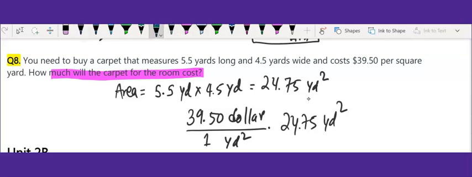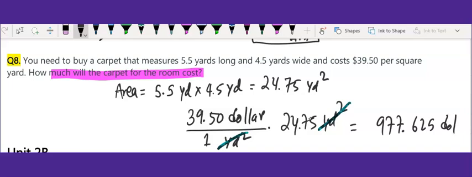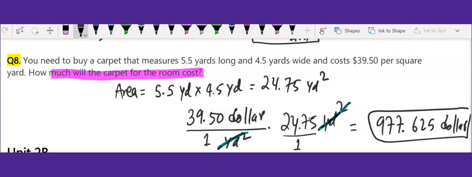You multiply by 24.75, square yard cancels, and if you multiply these two numbers and divide by 1, you get the amount of cost. That gives you $977.625. But you can think over 1 if you like. Again, 1 times 1 is 1. Dividing by 1 is the same thing. You notice that square yard cancels, and your answer must be in dollars.